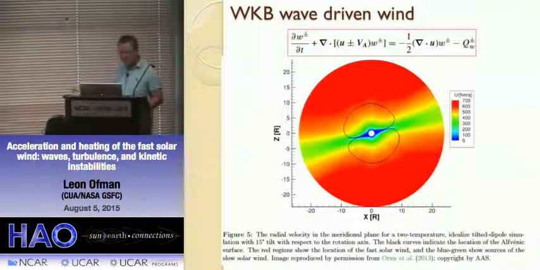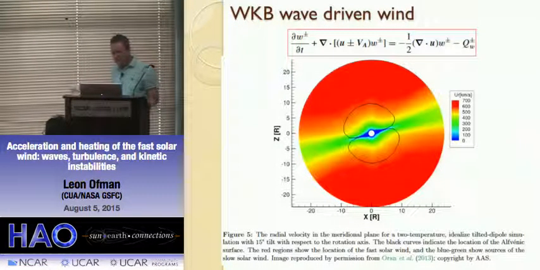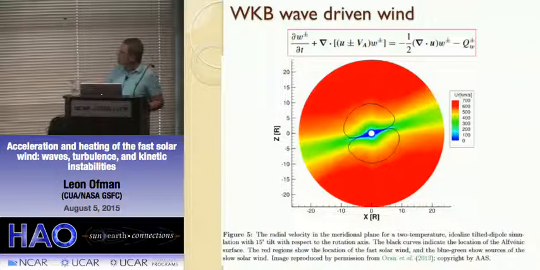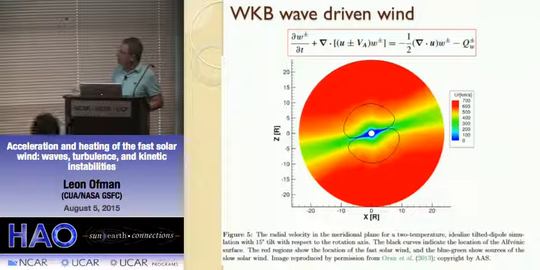This is a recent model by Oran et al., a 3D MHD model showing a cut in the polar plane. And what you can see here, the red regions are the fast solar wind, at solar minimum, 700 kilometers per second. And the green is the slow wind. The dark line is the Alfvén surface. So how is this solution achieved? One starts with a dipole, basically, and then adds the wave pressure.